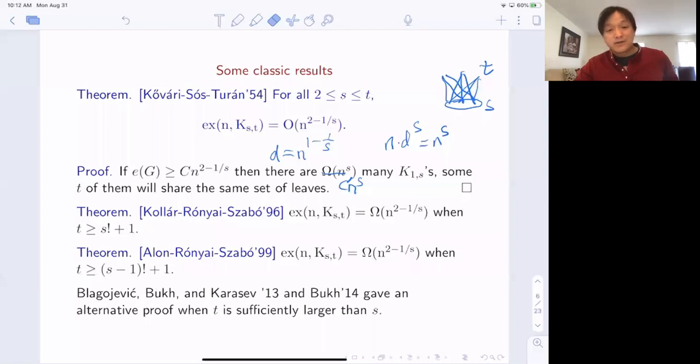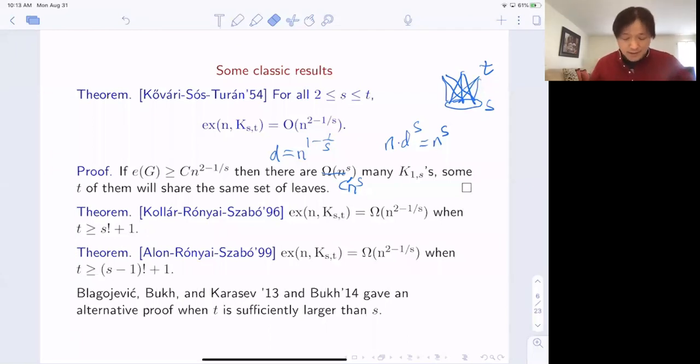I didn't list all the results. It's known to be tight for s equal 2 and for s equal t equal 3. But I want to just mention two general results in terms of the lower bound. The first one is due to Kollár, Rónyai, and Szabó, who show that this exponent is indeed tight when t is at least s factorial plus 1. This was slightly improved later by Alon, Rónyai, and Szabó to show that the exponent is correct when t is at least (s minus 1) factorial plus 1.